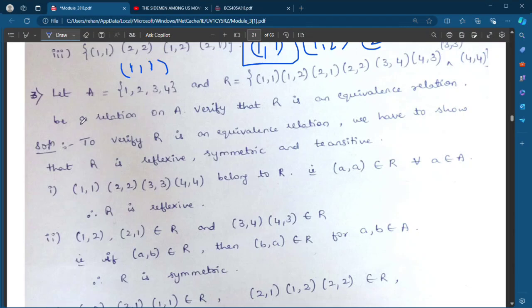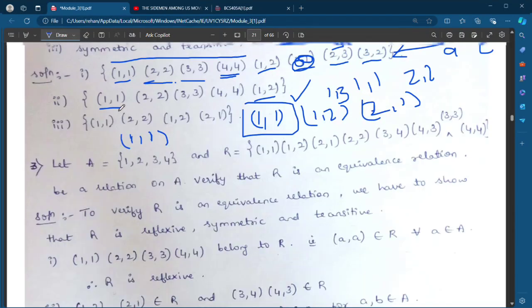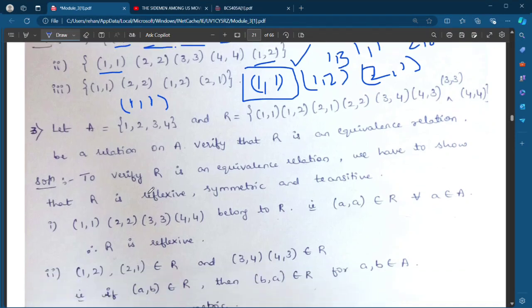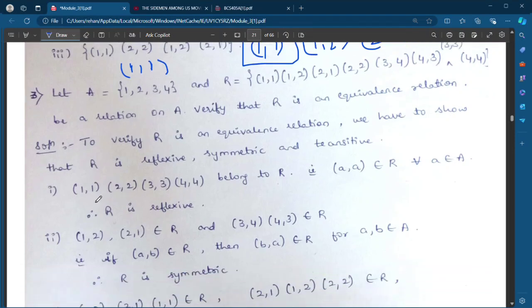You understood, right? Same way, let A equal 1, 2, 3, 4 and in relation R, 1 comma 1, 1 comma 2, 2 comma 1, 2 comma 2, 3 comma 4, 4 comma 3, and so on, is given. And R be a relation on A, verify that R is an equivalence relation. Equivalence relation means to verify R, we have to show that R is reflexive, symmetric and transitive. All three conditions should be there.